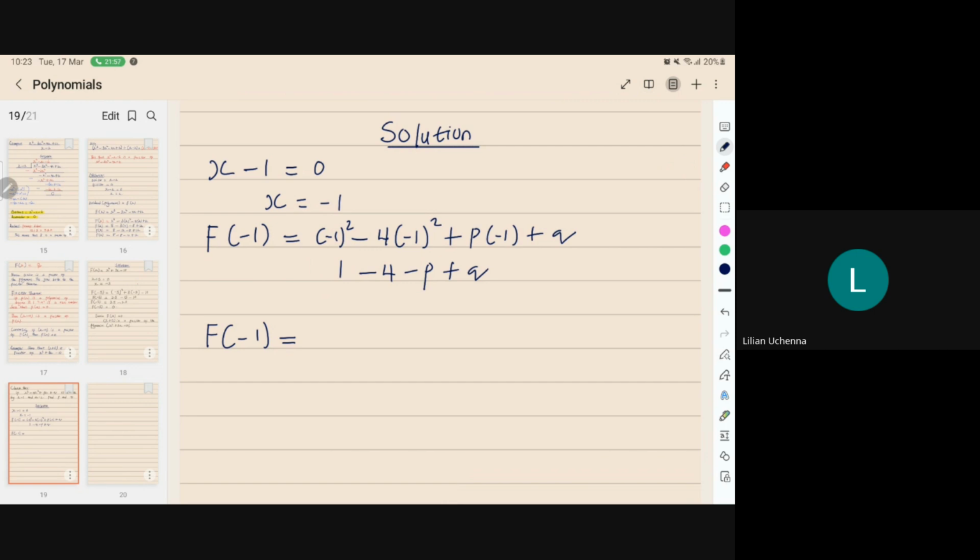So now minus 1 squared, this will give us 1, right? We have 1 minus 4 minus p plus q. Now, this will give us minus 3 minus p plus q, and this is equal to 0, isn't it? Since, do you know why it should be equal to 0? Because this guy is divisible. Let me just continue and then plug it in at a later time.